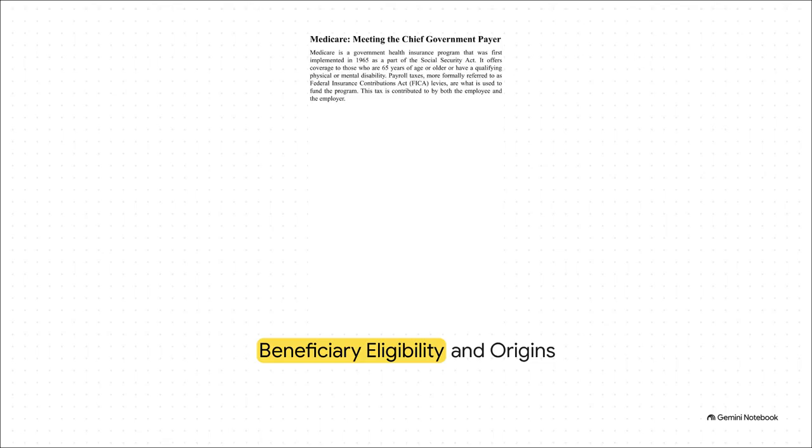Now, what's really interesting is how Medicare defines who actually gets to carry this card. It's specifically designed to offer health insurance to individuals aged 65 or older. But it doesn't stop there. It also covers individuals under 65 who have a qualifying physical or mental disability. As a biller, knowing this exact demographic is literally your first step in verifying patient eligibility.